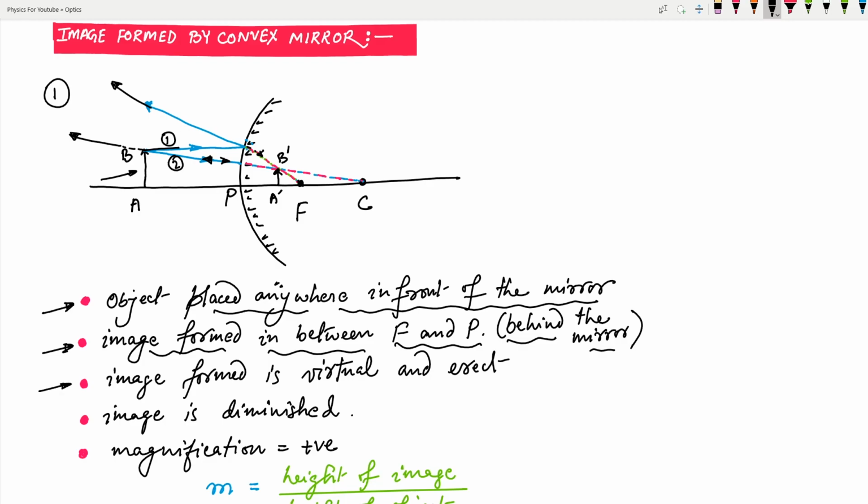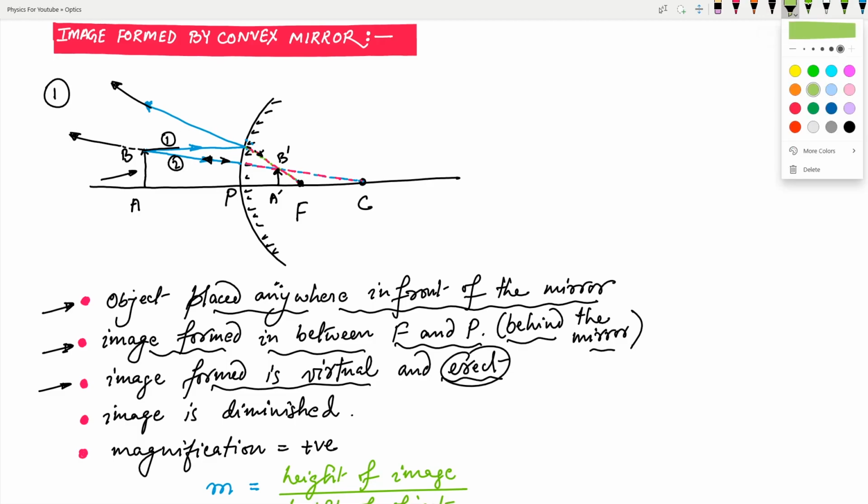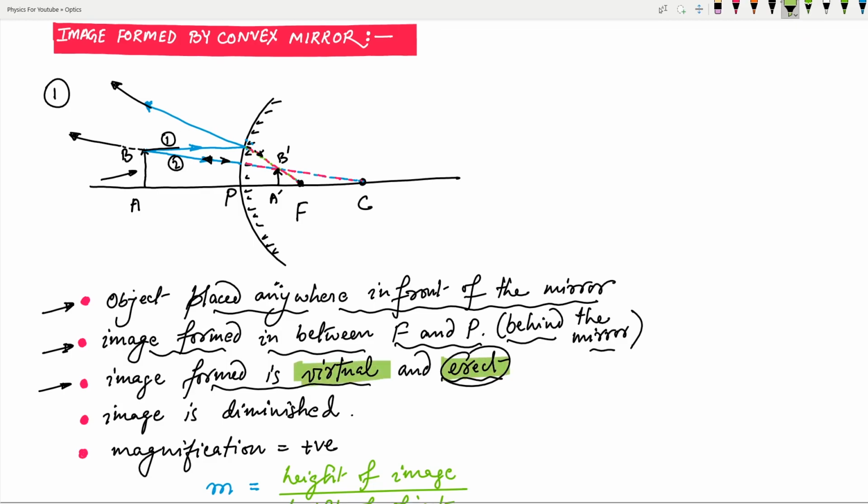Now we know that when images are formed behind the mirror, then that image is known as virtual image. So we can see that the image formed is virtual, and from the ray diagram we can see that the image is erect. So let me highlight this part. So the image formed is erect and it is virtual. In the earlier cases we saw that anytime a real image was formed, we got an inverted image. So we can see now that whenever the image is virtual, we will get an erect image. So this is done.